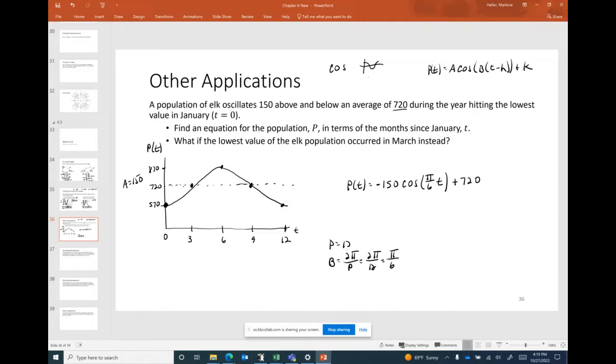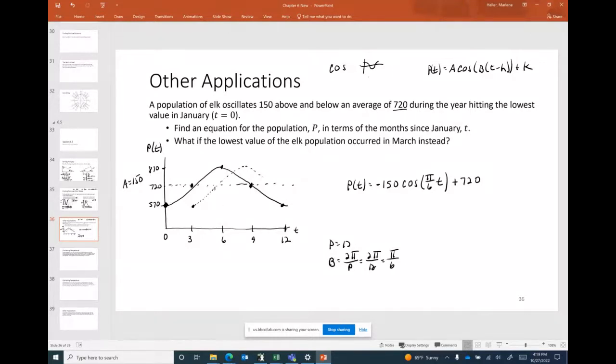Now the second part of this question says, what if the lowest value of the elk population occurred in March instead of January, right? So what is that saying? The lowest occurred in March, 3 months in, here, instead of there. But then it would still do the same thing. So what are we doing here? We're just shifting, put it in a dotted line. We're just shifting our graph to the right, aren't we? Or the left. We could call it the left also.